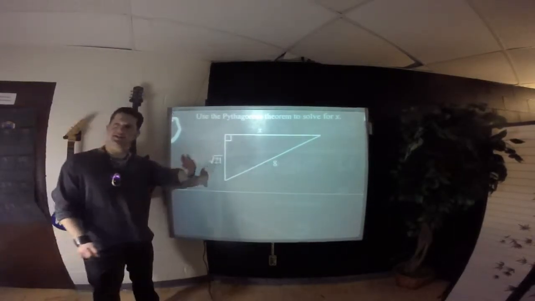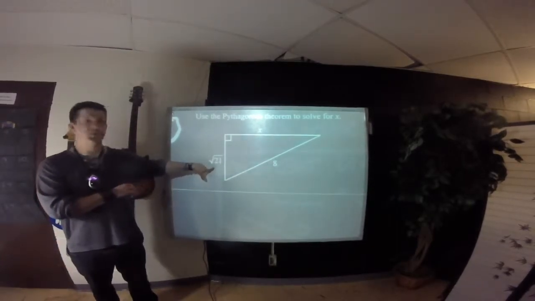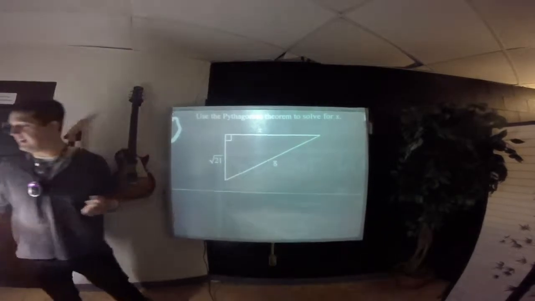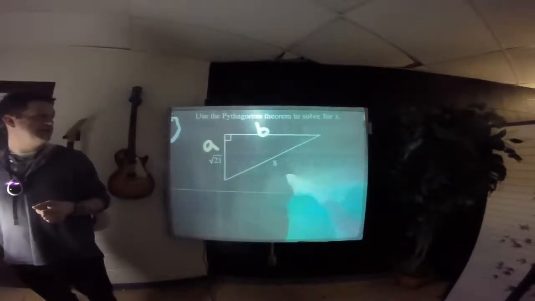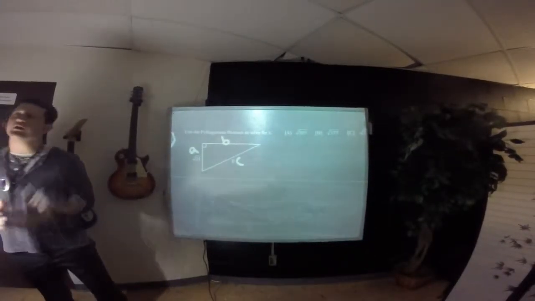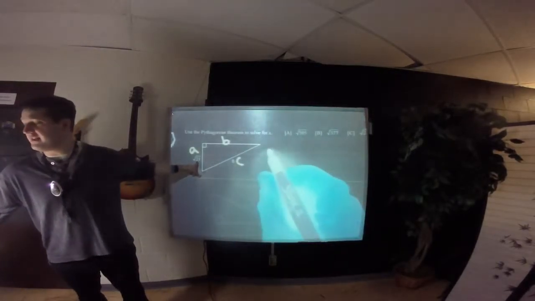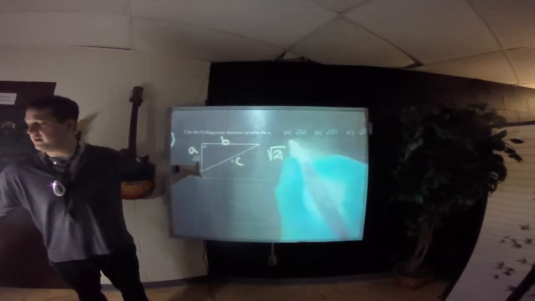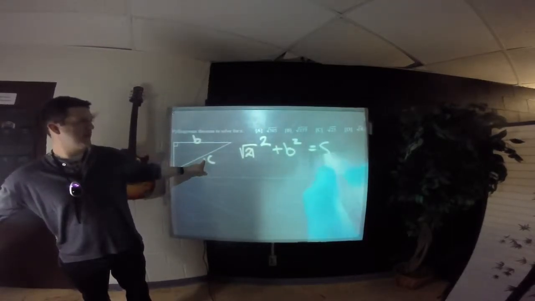Okay, this is still Pythagorean theorem, a squared plus b squared equals c squared. Let's start labeling. What do you want to call that? A. It's a leg, it's A. This one's going to be B, and this is C. Okay, we're going to go a squared plus b squared equals c squared. Now, this says square root of 21. That's your A. So square root of 21 squared plus b squared equals c squared.